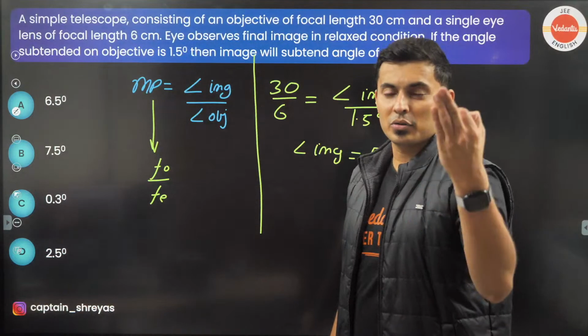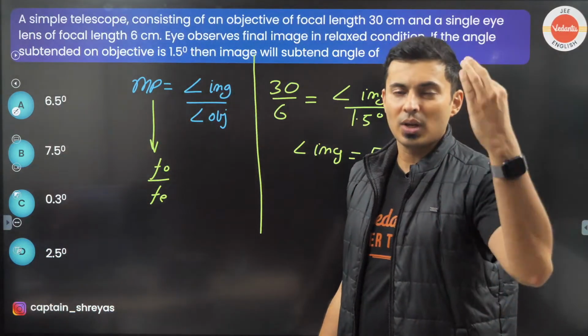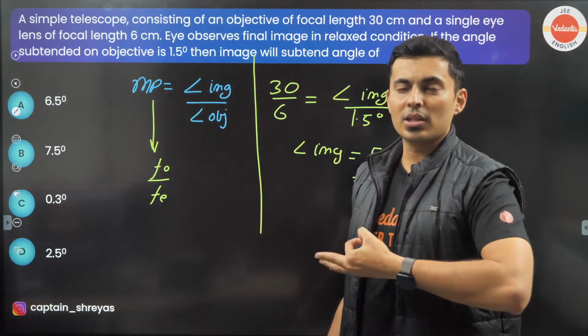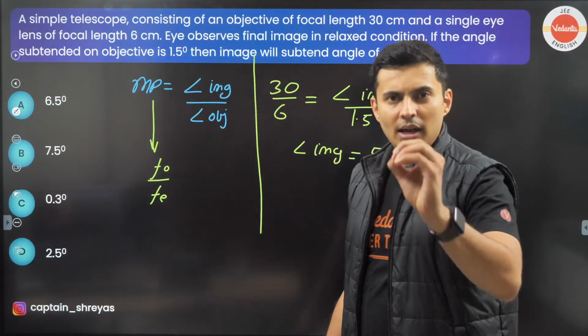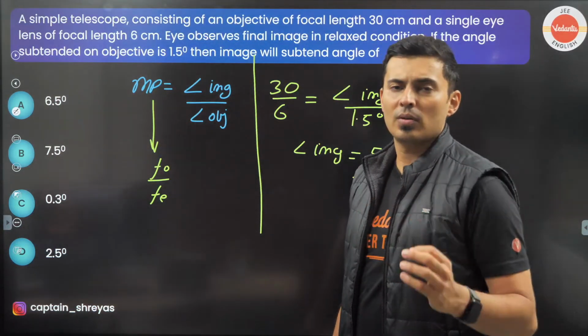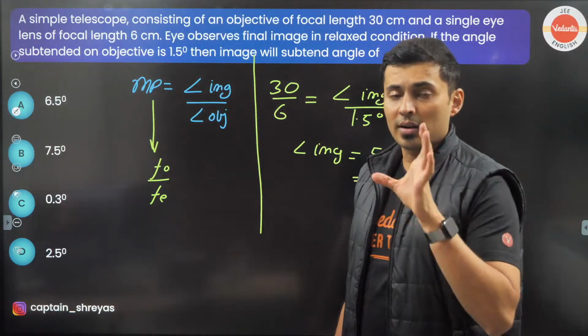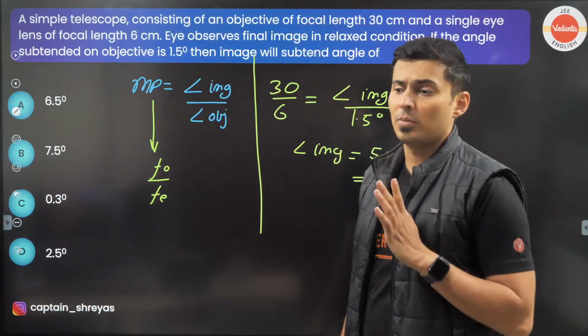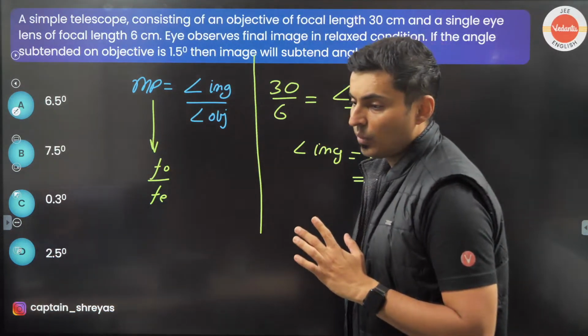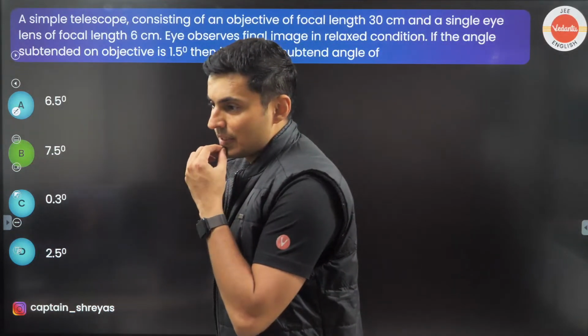From telescope, microscope, all these optical instruments, you cannot afford to leave these questions and lose marks. I am expecting 2 questions in most of the JEE papers. They will give you 2 questions. That's 8 marks. That's the weightage, roughly on an average, if you see from ray optics. Okay. So I hope this is clear.